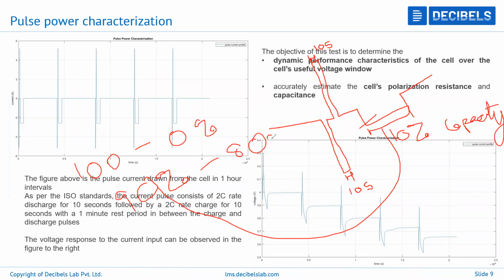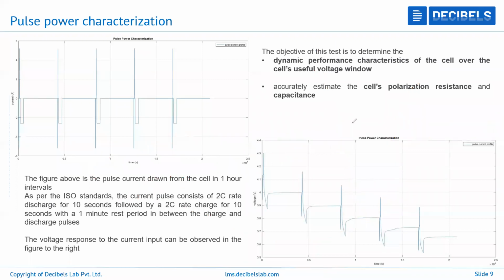So at each different percentage of charge, or a different percentage of capacity, the same pulse is applied, its voltage response is observed, and then another 10% is removed, all the way until it reaches 0%. By doing this kind of test, its dynamic characteristics and voltage behavior are understood, and also the polarization, I mean the different kinds of resistances that the cell has, can be estimated.